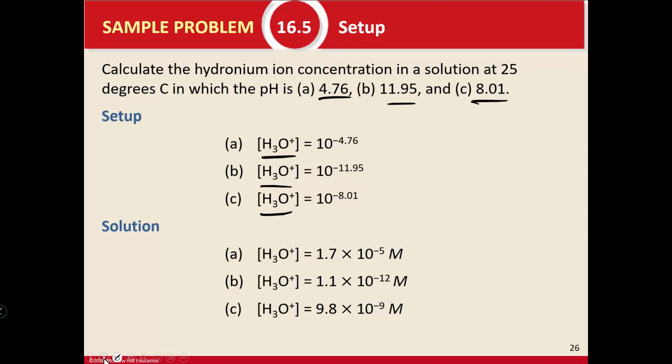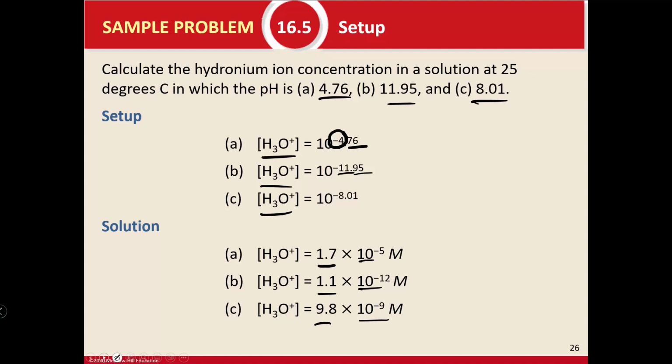This is more proper. So you just say 10 raised to the negative 4.76. Here's what you got to remember. The number in front of the decimal has to deal with the power of 10. The number after the decimal has to deal with this part, okay? So 4.76, that's like 0.76, we know it's going to be 10 to the negative 5th, right? Same thing here. This is a negative 11.95, pretty close to 12, and this is 1.1 times 10 to the negative 12. This one here is negative 8.01. That's going to make it 9.8 times 10 to the negative 9.